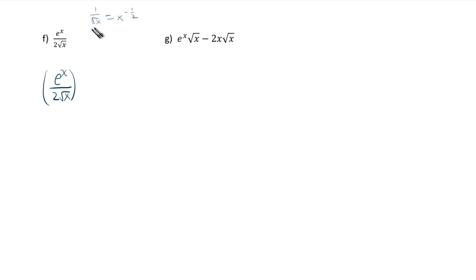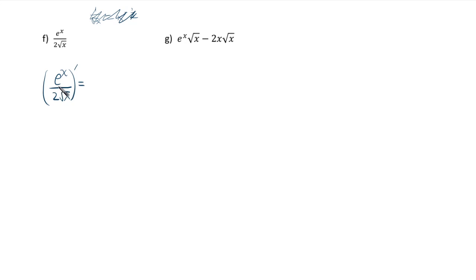Now the only reason this way of doing it works is because you don't have any other terms. It's just 2 radical x. If I had like plus 1 in the denominator, then you're stuck with the quotient rule. So it's not always possible to get out of having to use the quotient rule. You have to memorize the quotient rule.